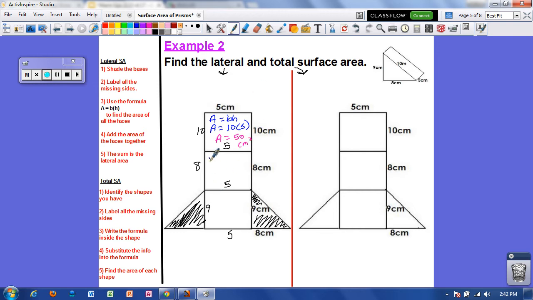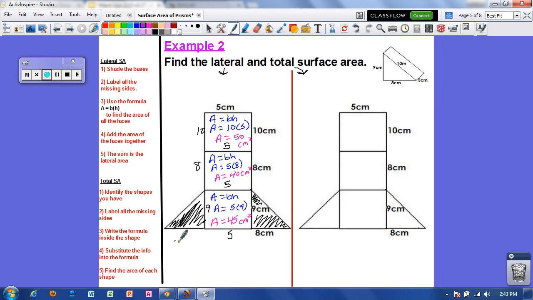Okay, we've got another rectangle. Area equals base times height. We've got a base of 5 and a height of 8. So that area equals 40 centimeters squared. And finally, area equals base times height. Base of 5, height of 9. Area equals 45. And I did it again. I did not write it in pink. Area equals 45 centimeters squared.